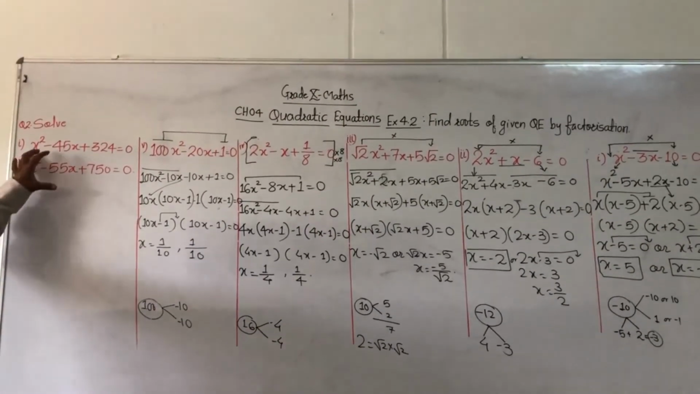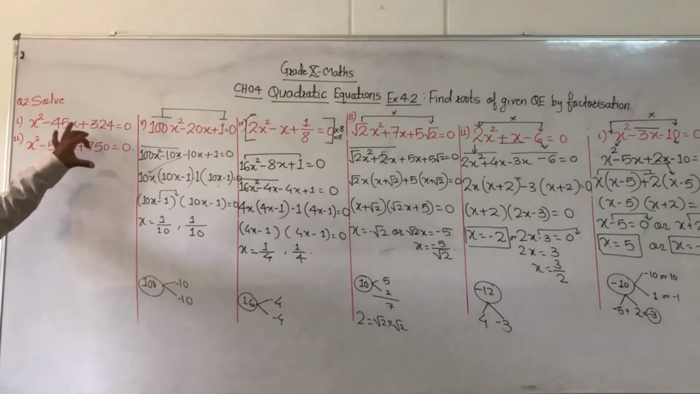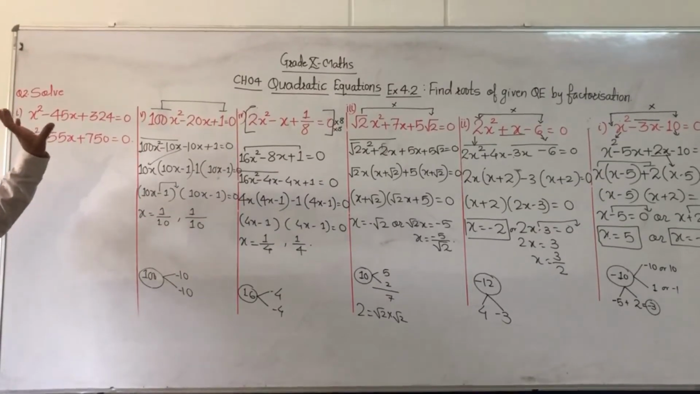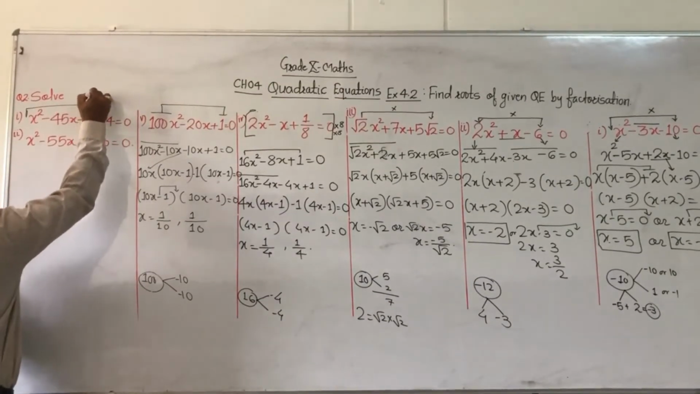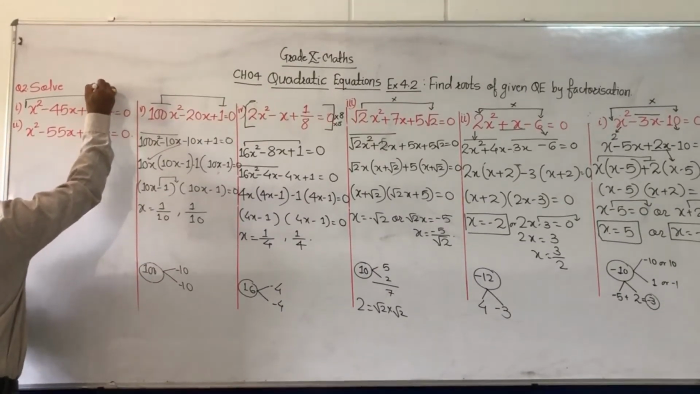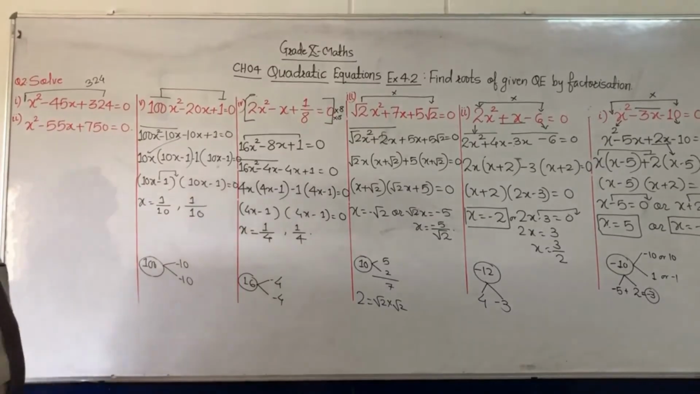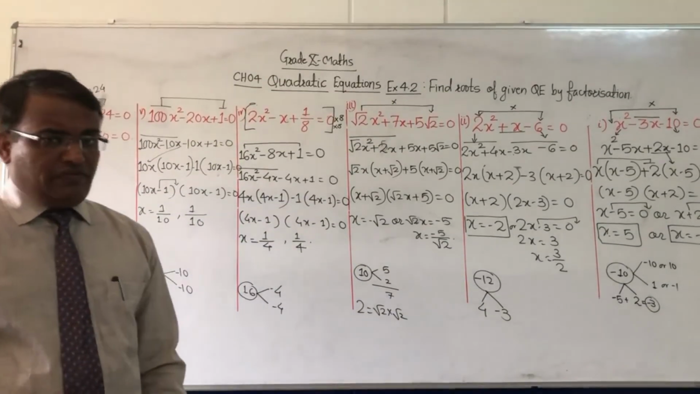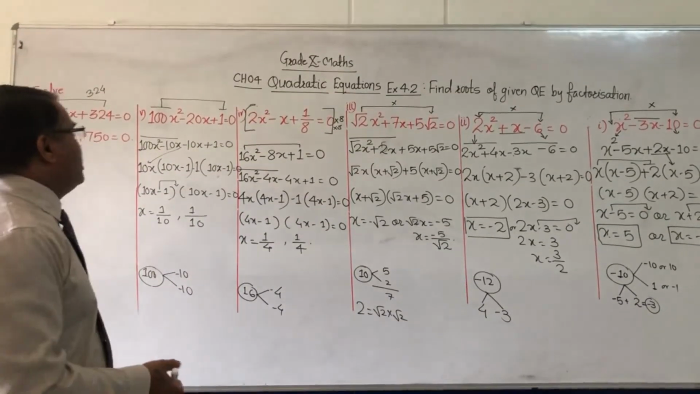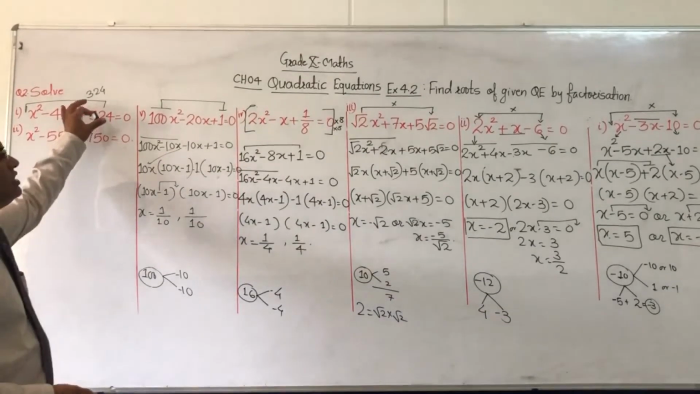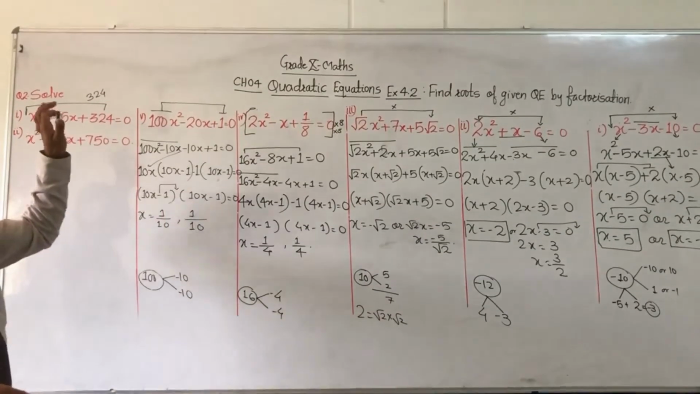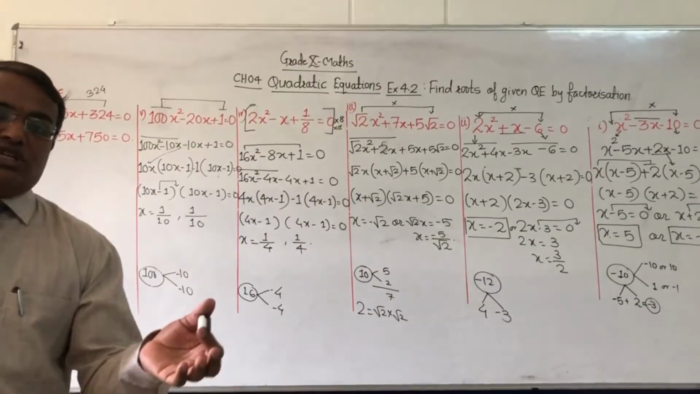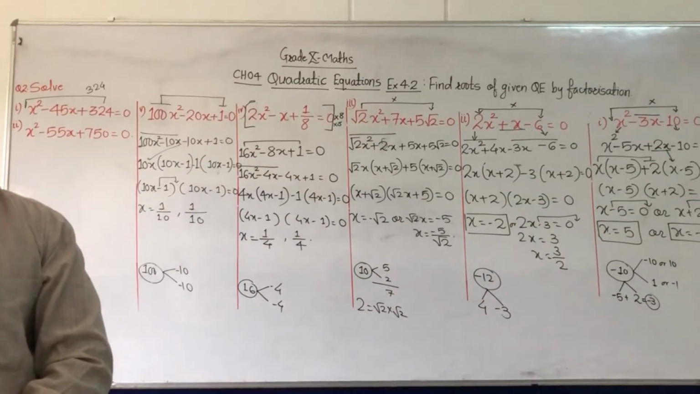Now the equation is x square minus 45x plus 324. Again the working is the same. The multiplication of these two is 1 into 324, which is 324. Now we have to find the two factors of 324 whose sum or subtraction should be minus 45.